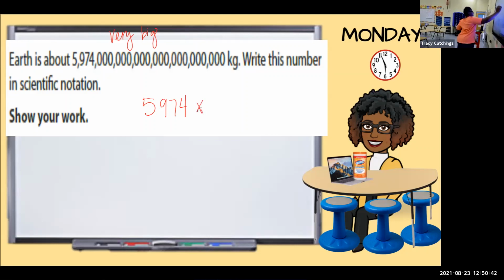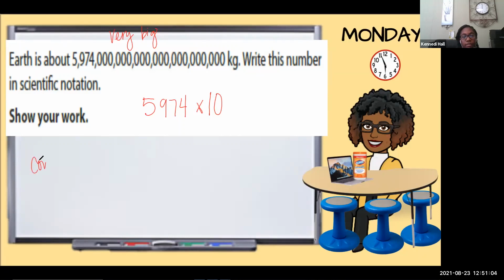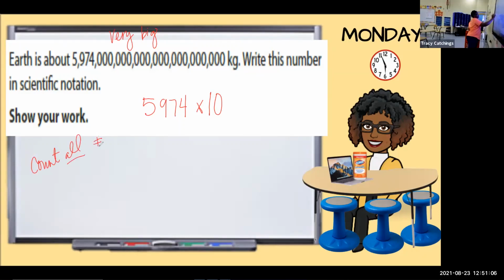So Jamal gave us 5,974, and then he said times however many zeros there are. Someone else want to give it a shot? It's 21 zeros. 21 zeros? But did I mention count the zeros? No. How many places you move? All right, so count all the numbers after you place the decimal. But first we gotta place the decimal. Kenny told us there were 21 zeros, so we gotta keep that number in mind. All right, so where would the decimal go?